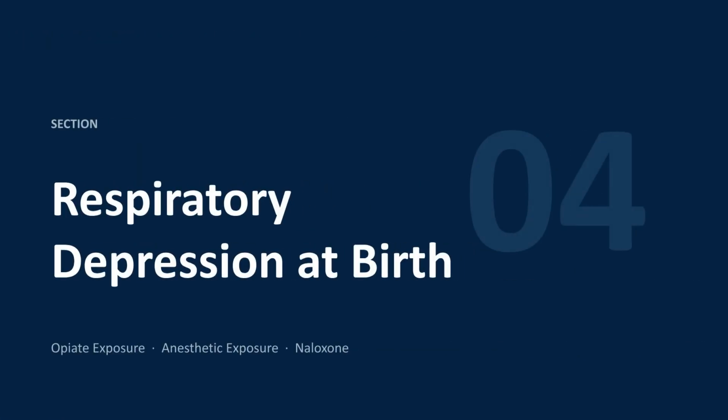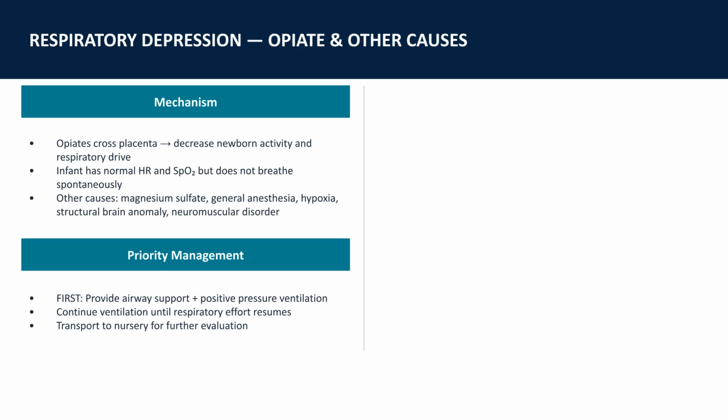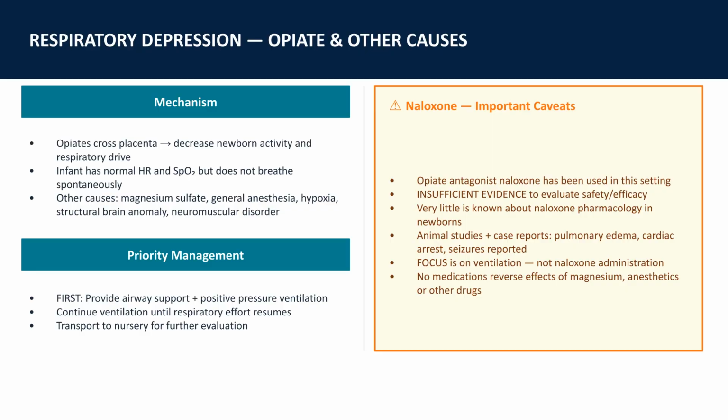Section 4 covers respiratory depression at birth, including opiate and anesthetic exposure and the use of naloxone. Opiates decrease the newborn's respiratory drive. Other causes include magnesium and anesthesia. The priority is providing airway support and positive pressure ventilation until breathing resumes. Naloxone use has insufficient evidence for safety in newborns, and ventilation remains the focus.